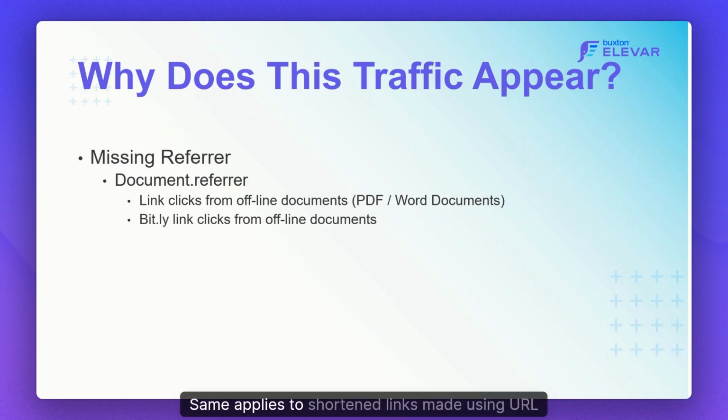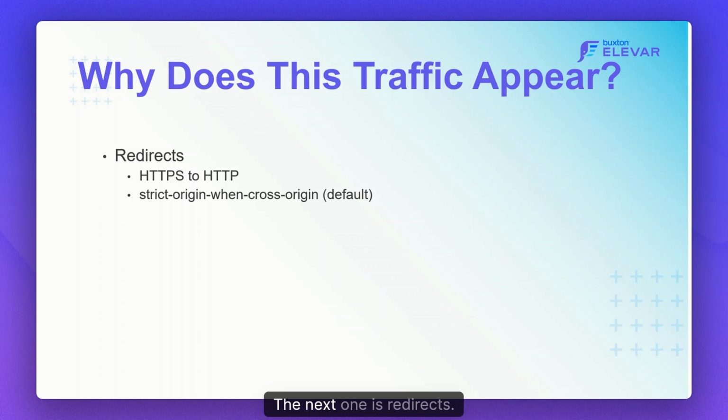Same applies to shortened links made using URL shortening services such as Bitly and tinyurl. If a website visitor accesses these short links from the offline documents, GA4 will record direct none as traffic source. The next one is redirects. Redirects can strip away referrer data too.